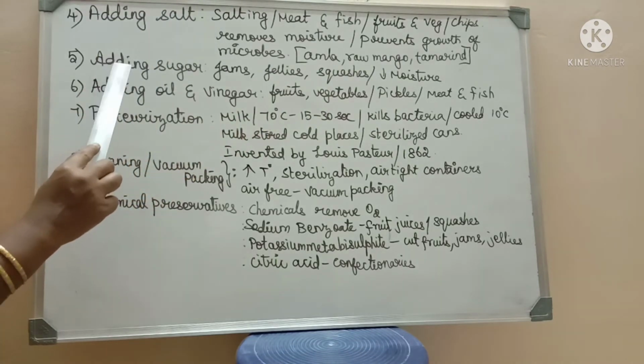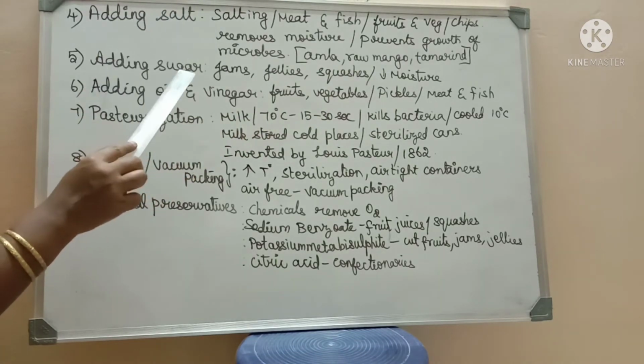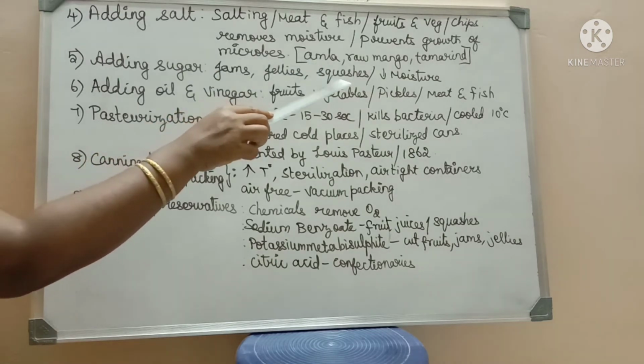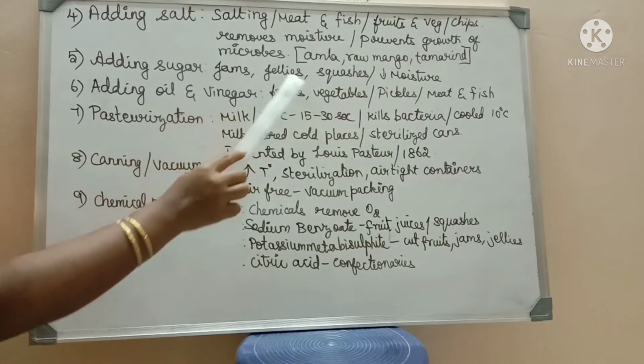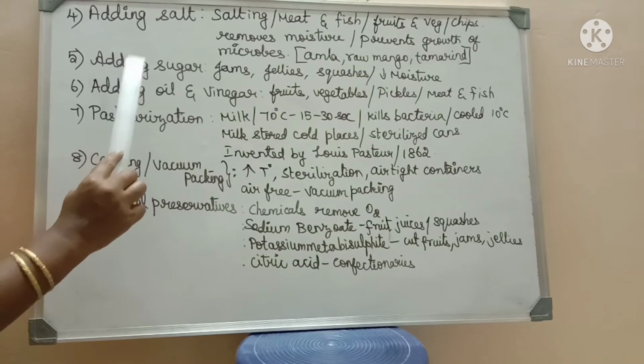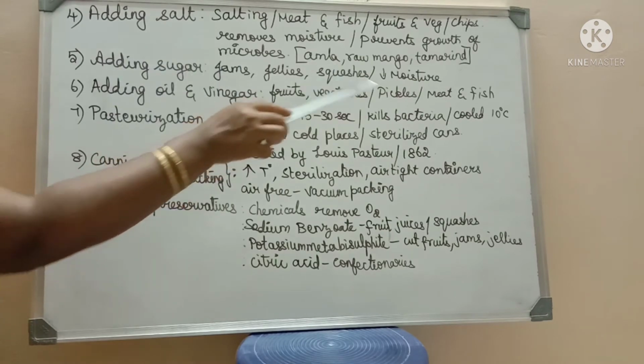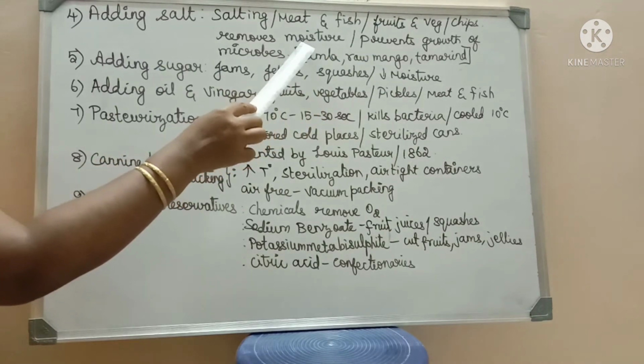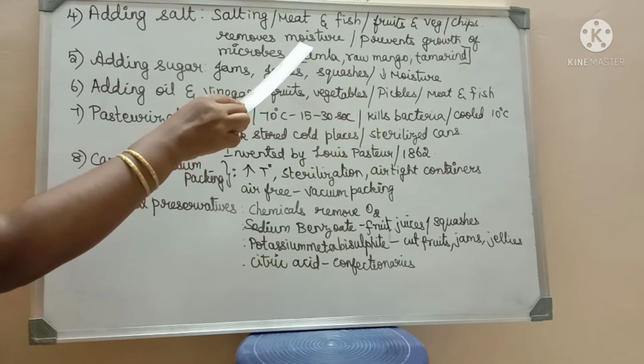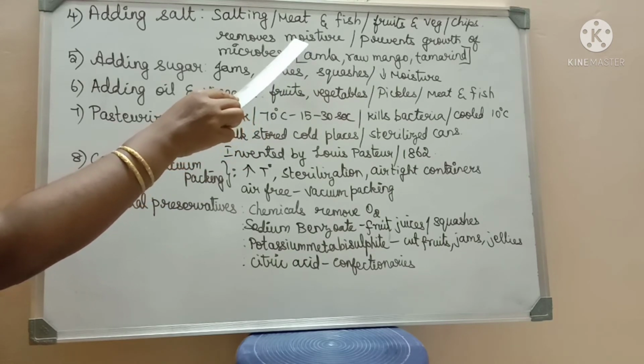Next is preserving food using sugar. Jams, jellies, squashes, these substances can be preserved using sugar. This reduces the moisture, and again does not allow the bacteria or microbes to multiply.